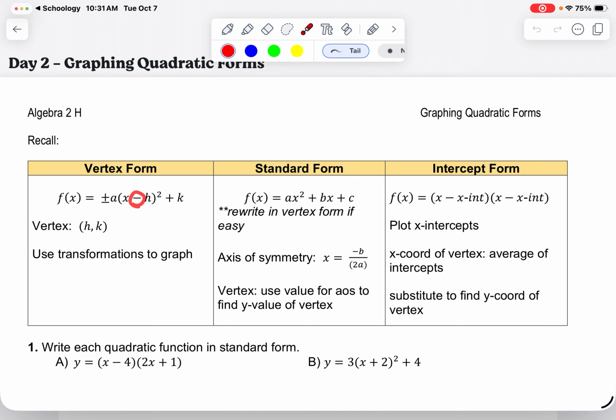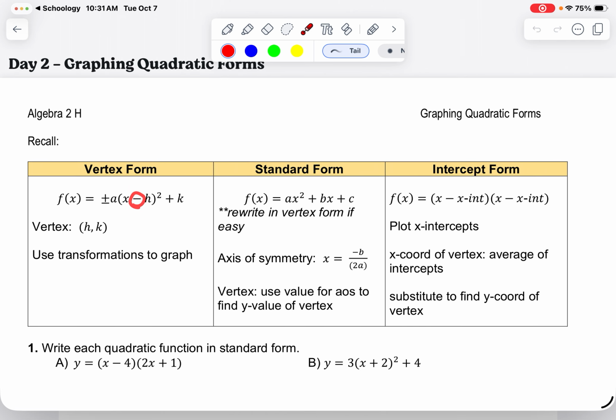Since there's a minus in this equation, you take the opposite of whatever you're looking at there. So opposite of that, whatever that is, that's your vertex. And then you're going to use transformations to graph it. So you graph the vertex, which is using your transformations, and then we know how to do what we're doing with that. We can write a rule, whatever.